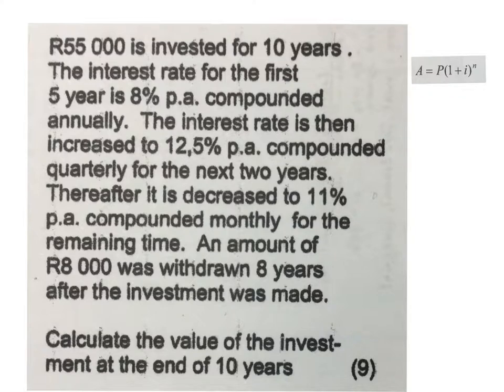Please stop the video and read through this problem yourself. The problem says 55,000 Rand is invested for 10 years. The interest rate for the first 5 years is 8% per annum compounded annually. The interest rate is then increased to 12.5% per annum compounded quarterly for the next 2 years. Thereafter, it is decreased to 11% per annum compounded monthly for the remaining time. An amount of 8,000 was withdrawn 8 years after the investment was made. Calculate the value of the investment at the end of 10 years.